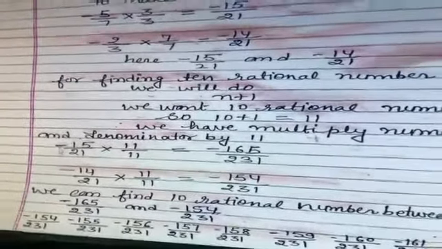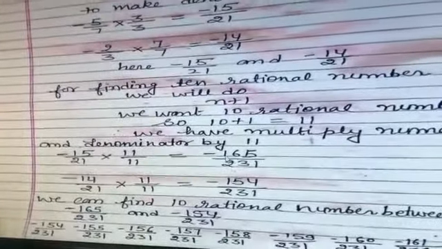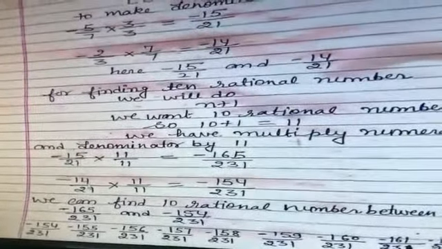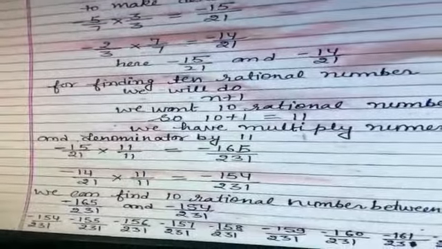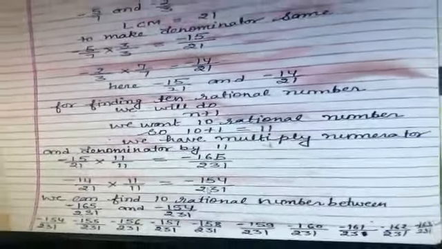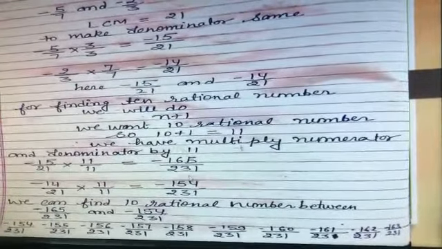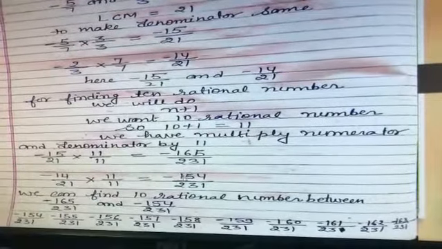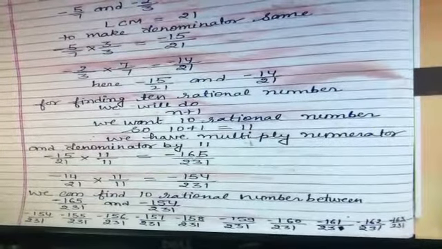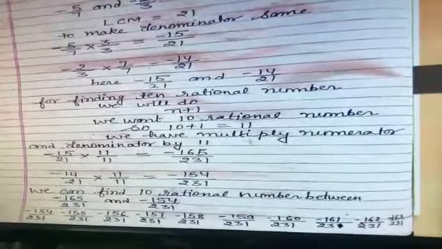When we multiply minus 15 upon 21 by 11 upon 11, the answer is minus 165 upon 231. And when we multiply minus 14 upon 21 by 11 upon 11, the answer is minus 154 upon 231. Here, students, you will see we can find more numbers between minus 165 and minus 154, so we can find 10 rational numbers easily.